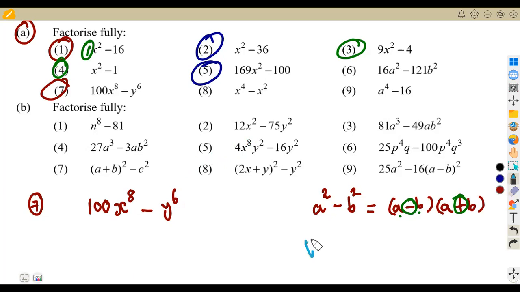So to determine the square root of x to the exponent of 8, it means I'm having x to the exponent of 8 being raised to the exponent of a half. The square root is to the exponent of a half. So if I multiply these two exponents, that is going to give us x to the exponent of 8 times a half, which is x to the exponent of 4.